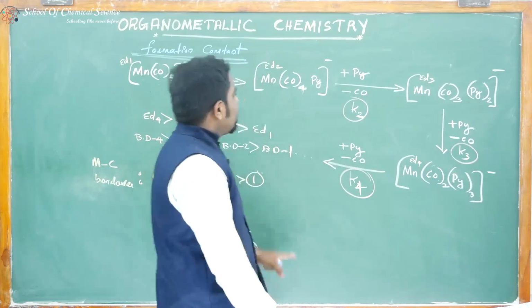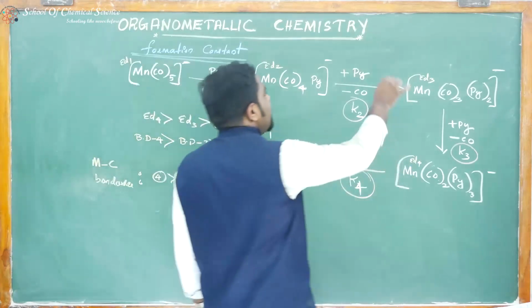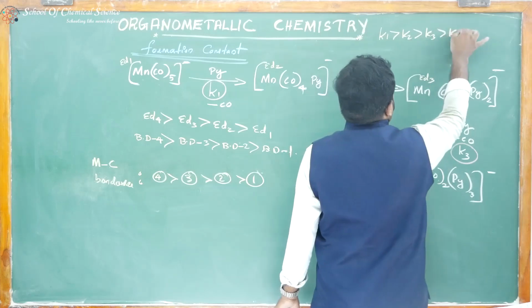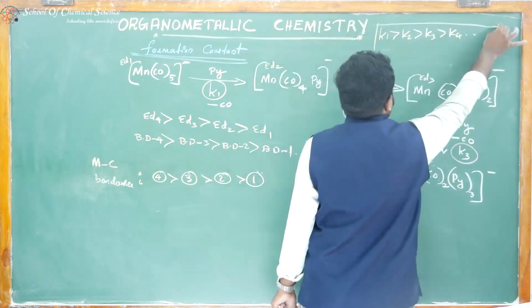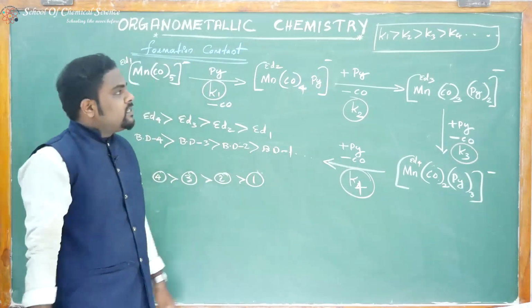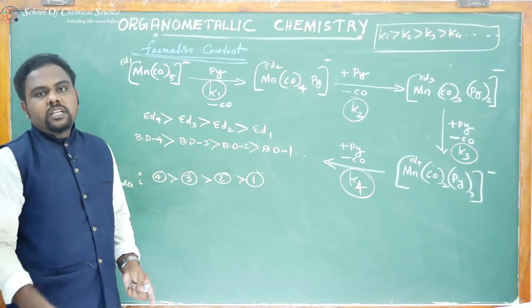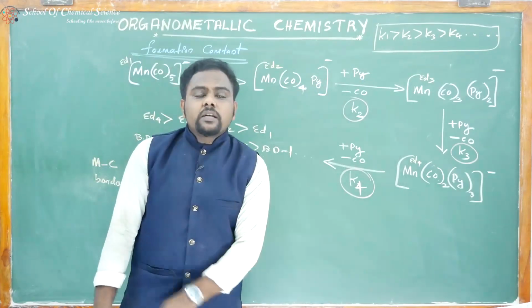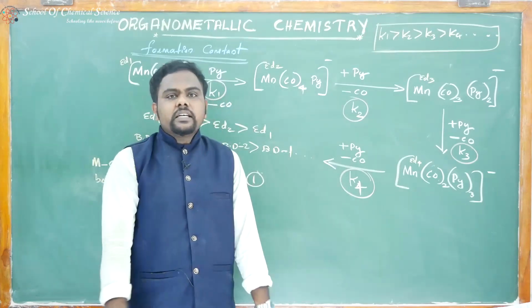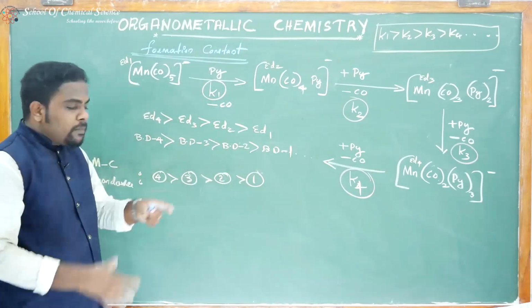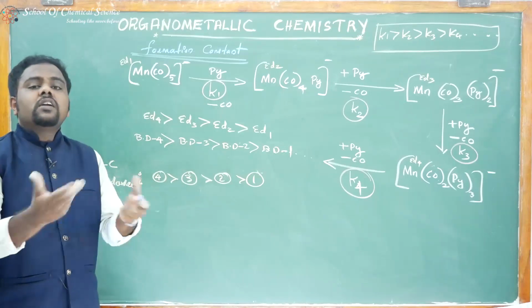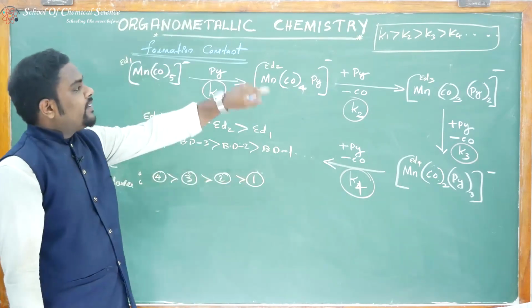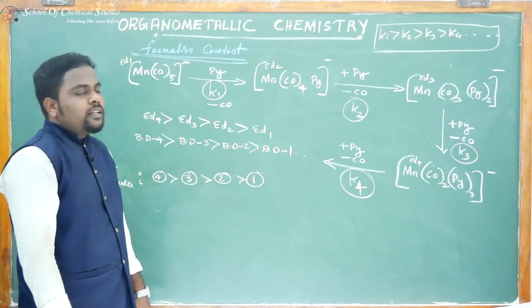So which K value will be higher? Definitely K1 will be higher, then K2, K3, K4. In the first step it is easy to dissociate the carbon monoxide because there is poor back bonding. Then in the successive steps, due to the addition of a sigma donor ligand, electron density at the metal increases, back bonding increases, metal carbon bond order increases, the bond is strong, and it is difficult to dissociate the CO and add a pyridine. So K1 is greater than K2, greater than K3, greater than K4.